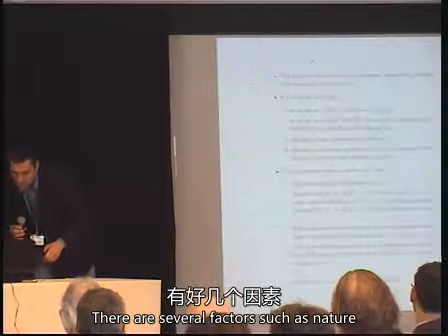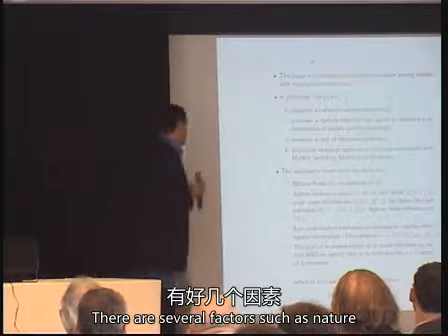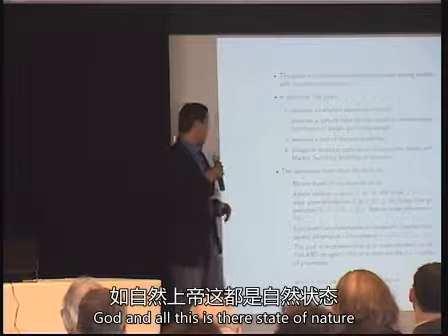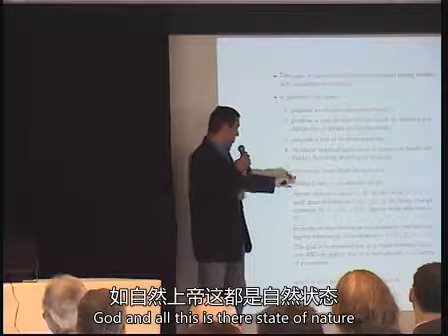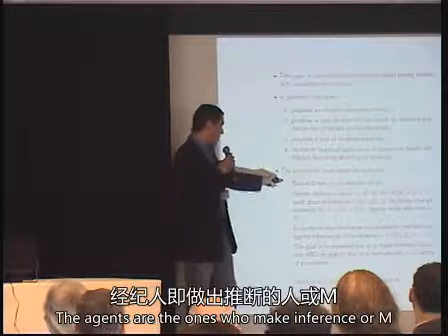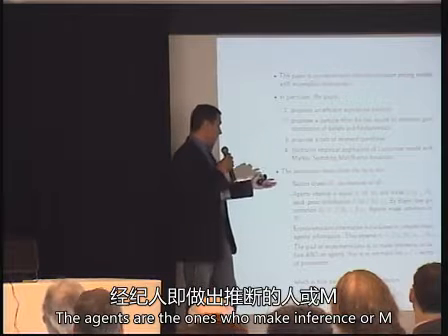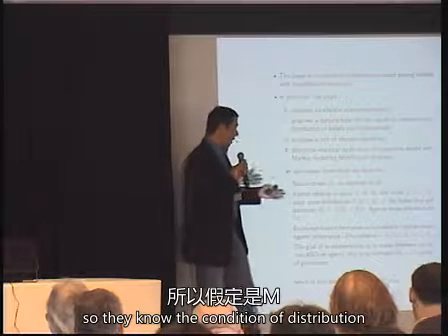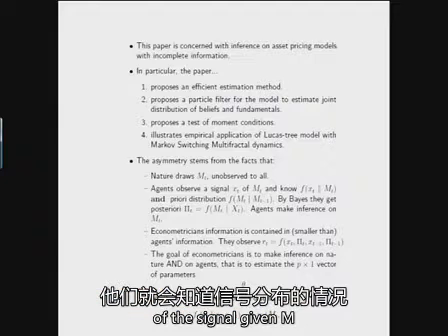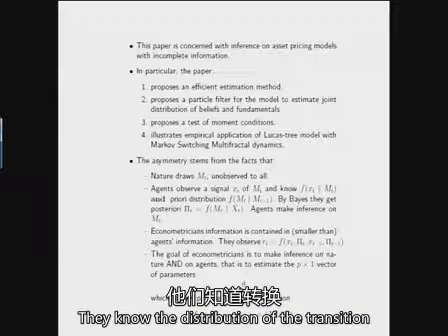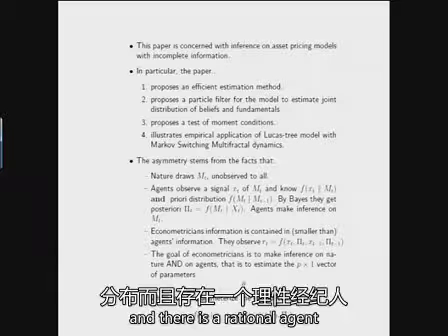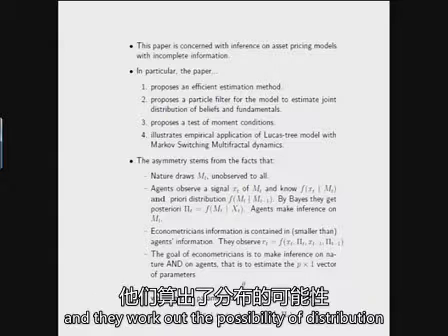Maybe. Yeah. So as I said, there are several actors. So nature, God, which draws the state of nature, M_t. Then there are agents who want to make inference on M, and they have a lot of information. They know the conditional distribution of the signal given M. They have a prior distribution, the transition density if you want, the transition distribution of M_t. And therefore, by Bayes' rule, as rational agents, they work out the posterior distribution.